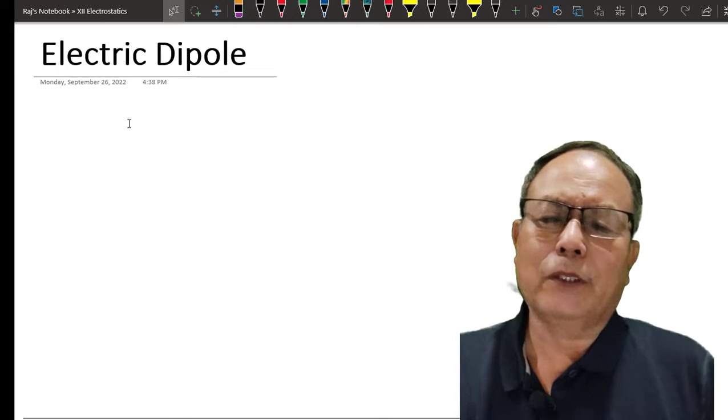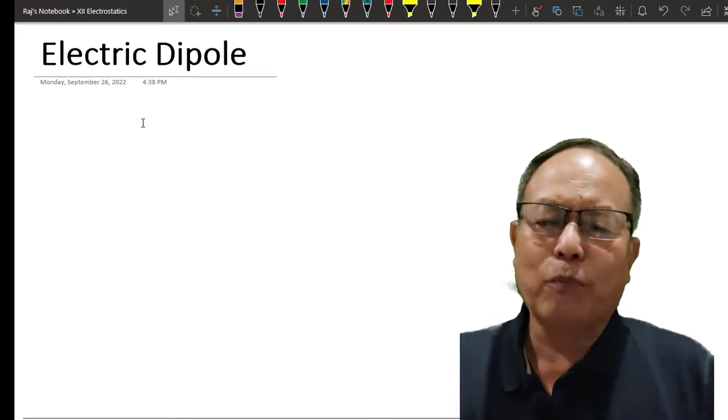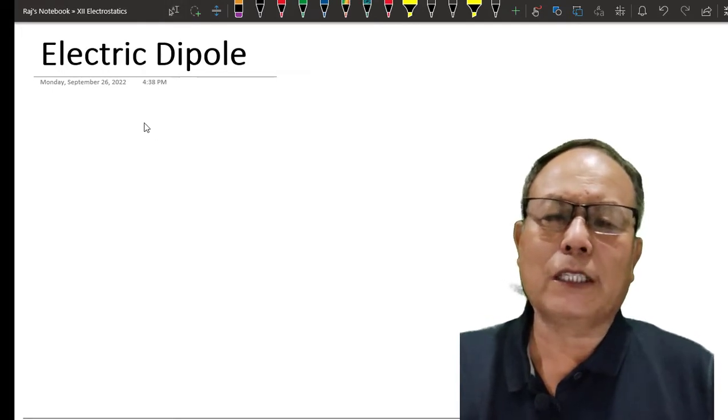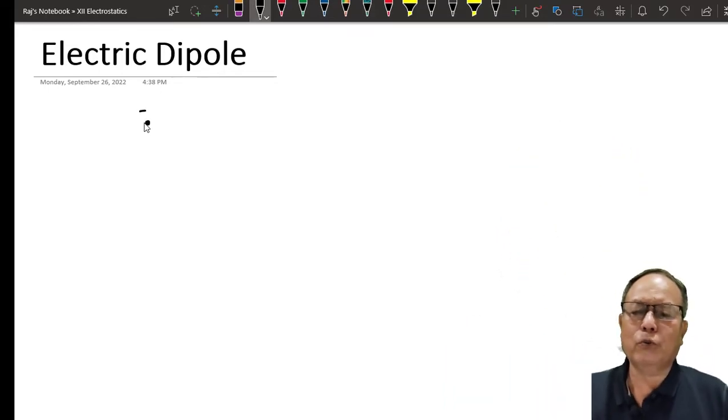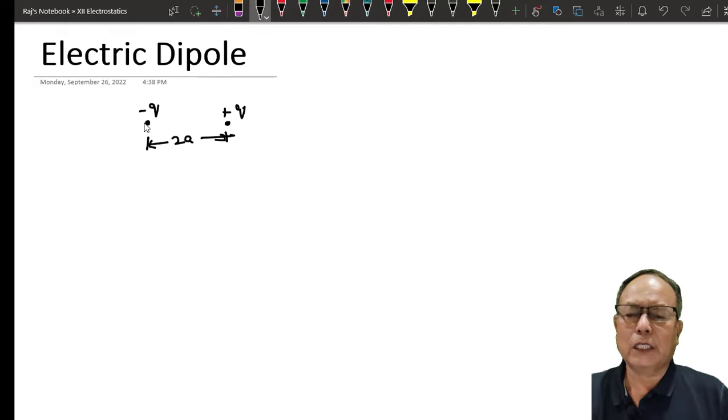So an electric dipole is a system of two equal and opposite charges. For example, we consider a system of bodies having equal and opposite charges, that is minus Q and plus Q.